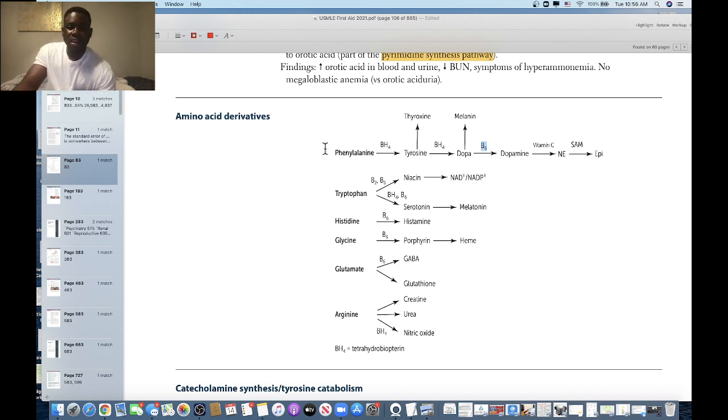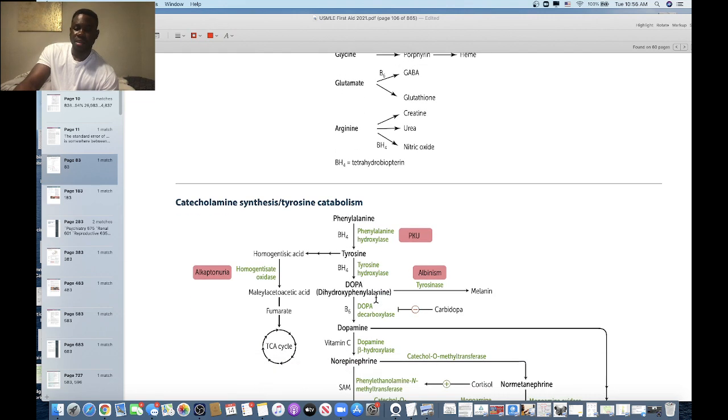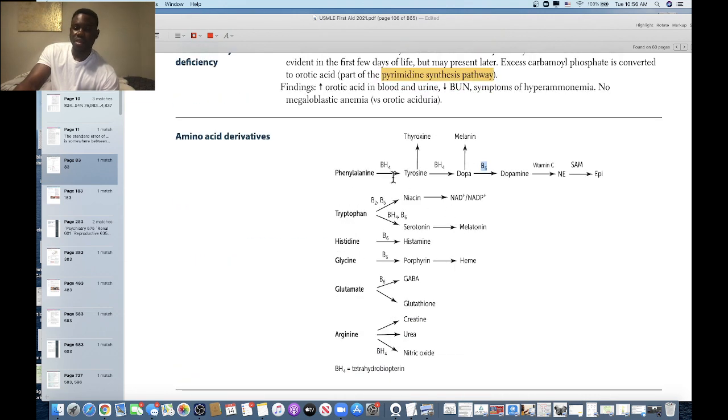Okay, now phenylalanine is converted to tyrosine using BH4. Now, BH4 also mediates conversion of tyrosine to dopa. Now, when we come down here, we'll see the enzymes. So we'll do this another day, but we just have to know this. Now, tyrosine can be used to make thyroxine, and also dopa can be used to make melanin, the melanin that makes us dark. And tryptophan is used to make niacin, that is vitamin B3, and also tryptophan can be used to make serotonin.